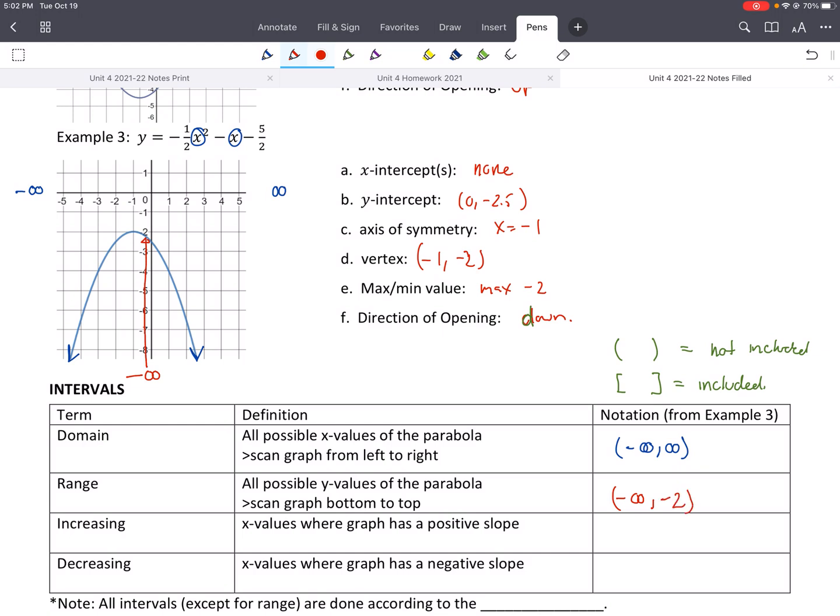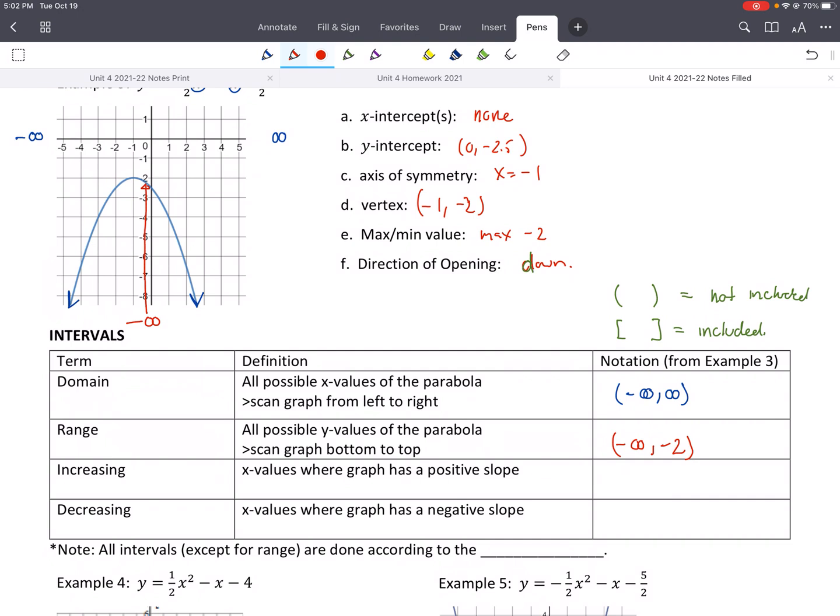Okay, so how low does it go? How high does it go? That's the range. Okay, so domain is how far to the left does it go, all the way to the right. How far does it go to the right? And range is bottom to top, lowest to highest.